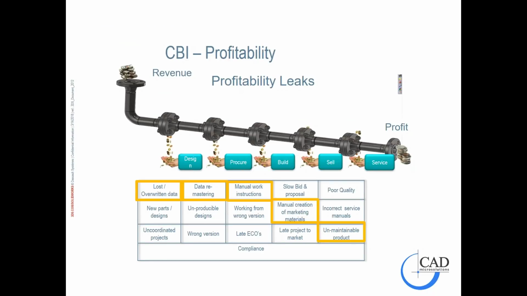When you don't have a PDM system, what are some of the issues that you may notice? These different profitability leaks. You'll see that you're constantly afraid of losing or overwriting data. You'll see that you might be creating new parts or new designs that you already have because you just don't have a quick and easy way to search for things. You're uncoordinated. You may release the wrong version. You may manually create work instructions. You may be ordering parts or releasing parts that are the wrong version.